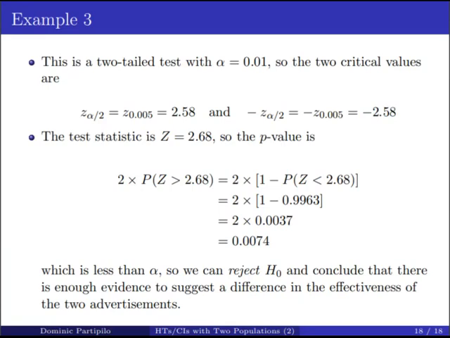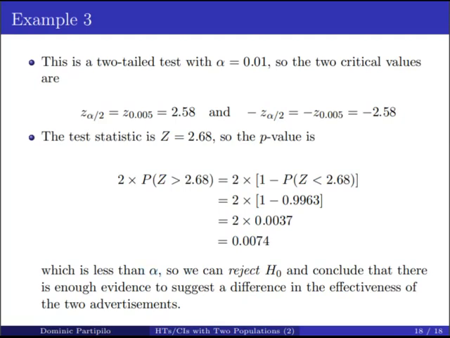So our test statistic here is Z equal to 2.68. That means our p-value is going to be 2 times the probability that Z is greater than 2.68. Remember, we're doing this because this covers the area in the right tail, and to cover the left tail, we're going to multiply it by 2. And when we do that, we'll get 2 times 0.0037, which is 0.0074. And that's less than our alpha of 0.01.